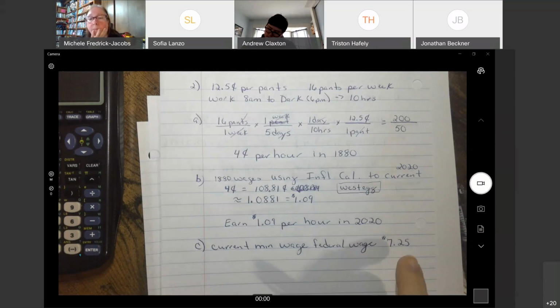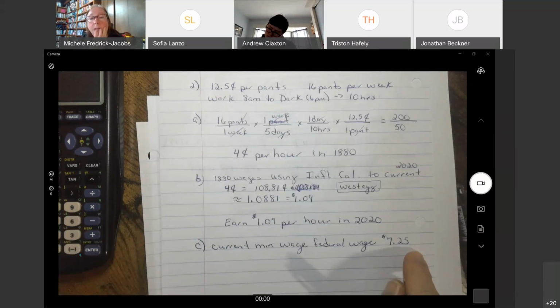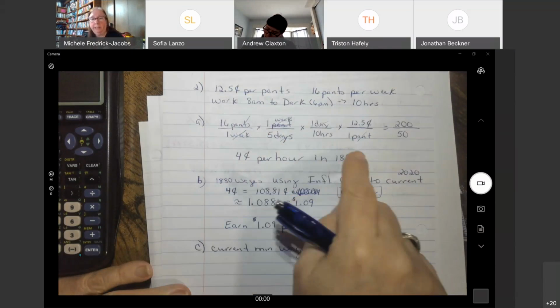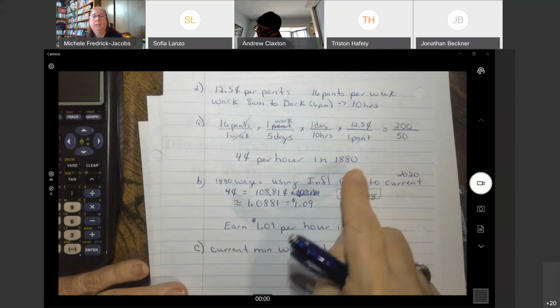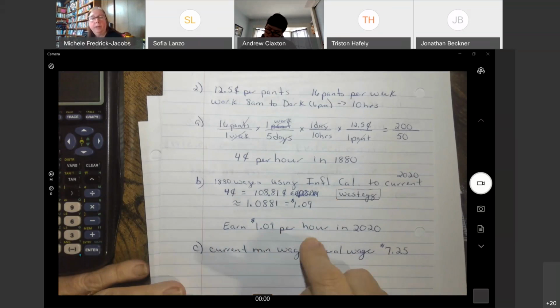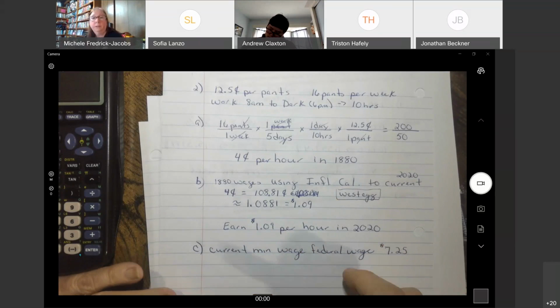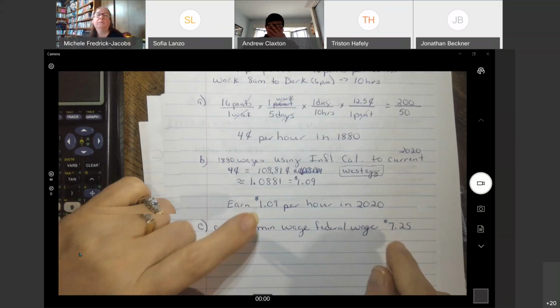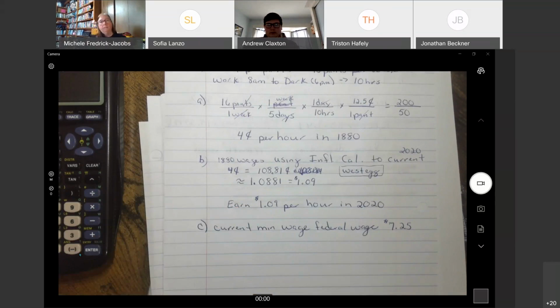But you would just, depending on which one you choose, compare it to the $1.09. So then you can write a sentence about this. In 1880, they made 4 cents an hour. Using the inflation calculator, they would earn $1.09 per hour in 2020. So there's two sentences, and then a couple more comparing these two values. When you say compare, do you want the difference? You could find the difference, you could find the relative percent change, and say how much it's off.